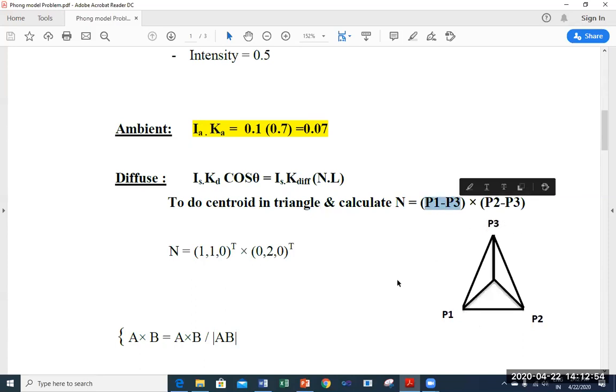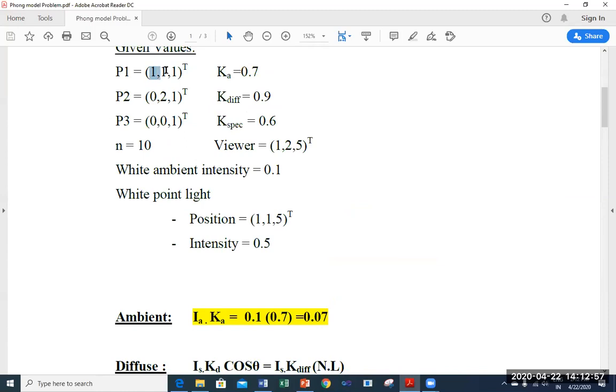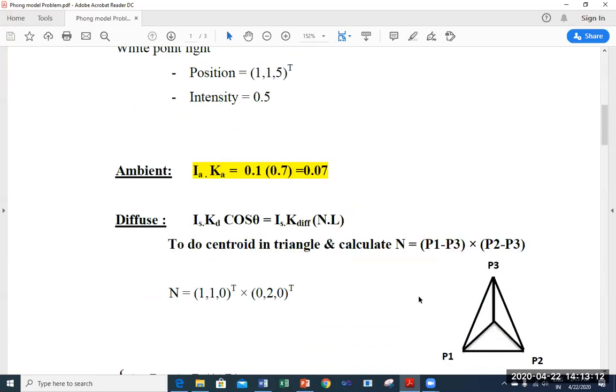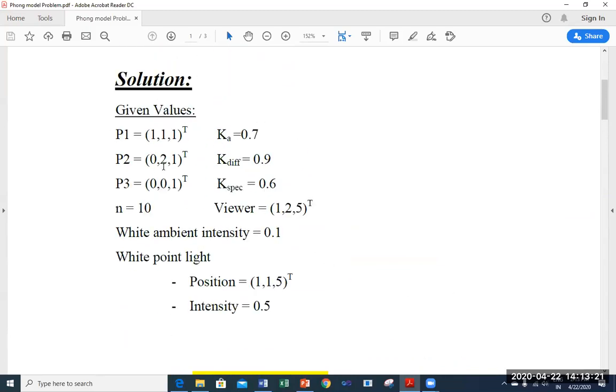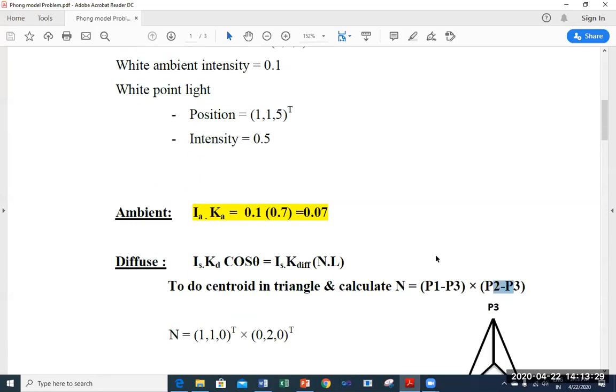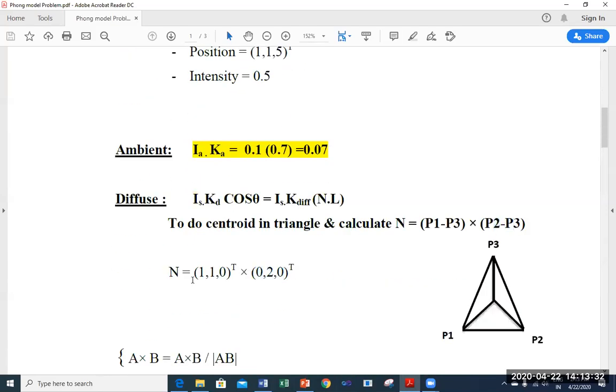So for P1 minus P3, the P1 vector value is 1 1 1 and P3 is 0 comma 0 comma 1. So 1 minus 0 is 1, 1 minus 0 is 1, 1 minus 1 is 0. So P1 minus P3 is 1 comma 1 comma 0. Next, P2 minus P3. P2 value is 0 comma 2 comma 1 and P3 value is 0 comma 0 comma 1. So 0 2 0, and your other vector is 1 comma 1 comma 0.